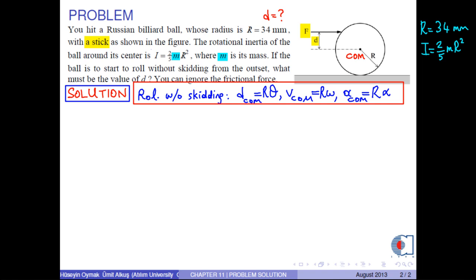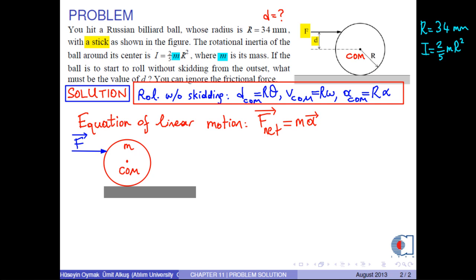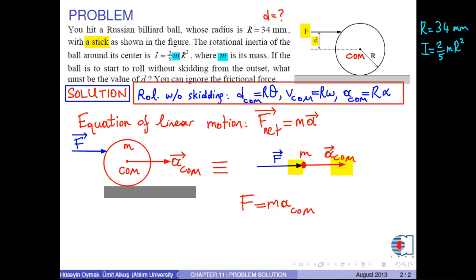Anyway, for the equation of linear motion by the help of Newton's second law, F net equals m times a, our problem can be simplified as if force F acts on the center of mass of the billiard ball. Since the acceleration of the center of mass is a, we have Newton's second law as F equals m times a. Here a is r times alpha, so F is m times r times alpha.